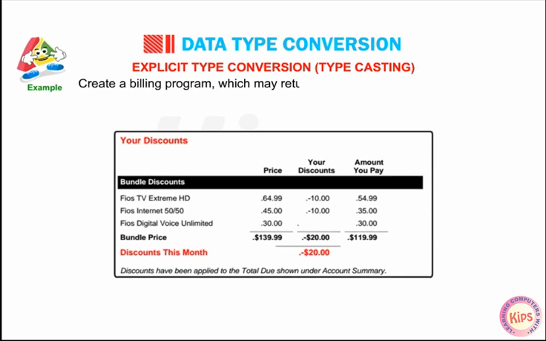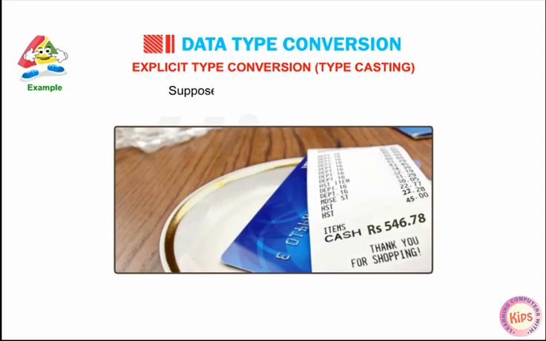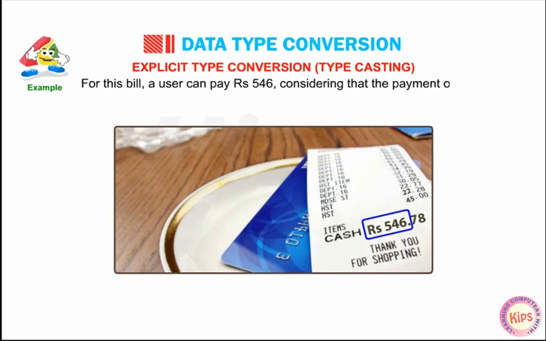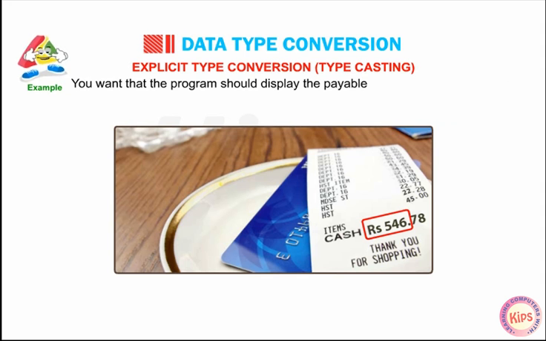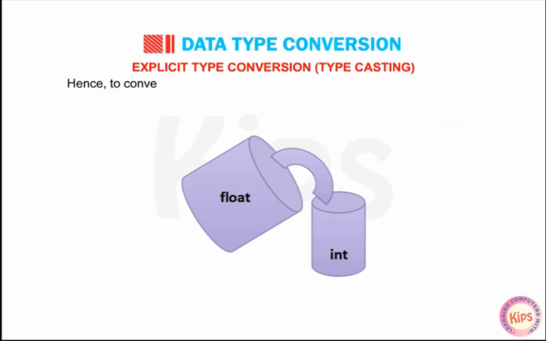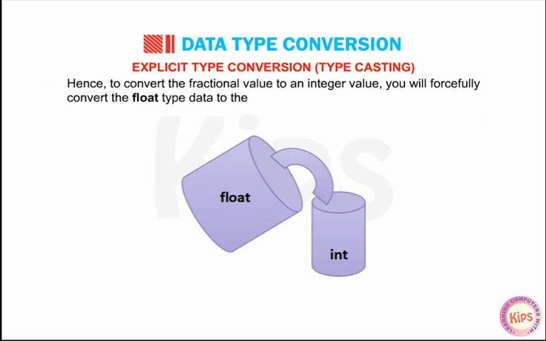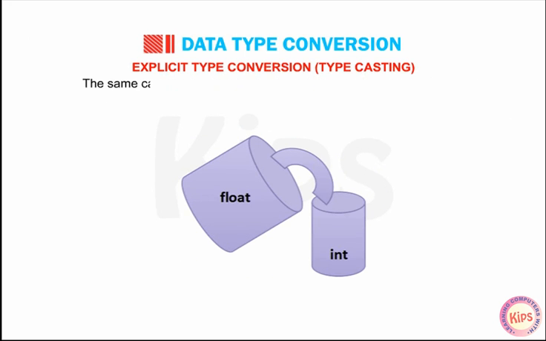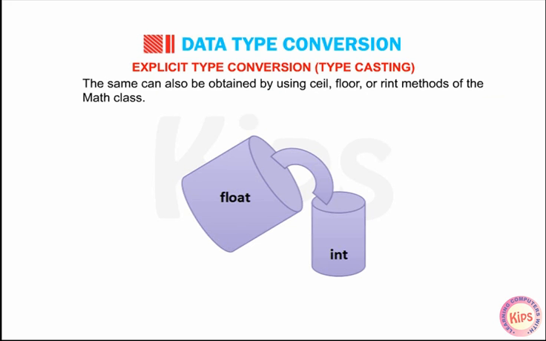Create a billing program which may return a fractional value after adding taxes and deducting applicable discounts. Suppose the bill amount is Rs 546.78. For this bill, a user can pay Rs 546, considering that the payment of 78 paise is an unfeasible job. You want that the program should display the payable amount as a whole number, that is Rs 546 only. Hence, to convert the fractional value to an integer value, you will forcefully convert the float type data to the integer type data. The same can also be obtained by using the ceil, floor or int methods of the Math class.